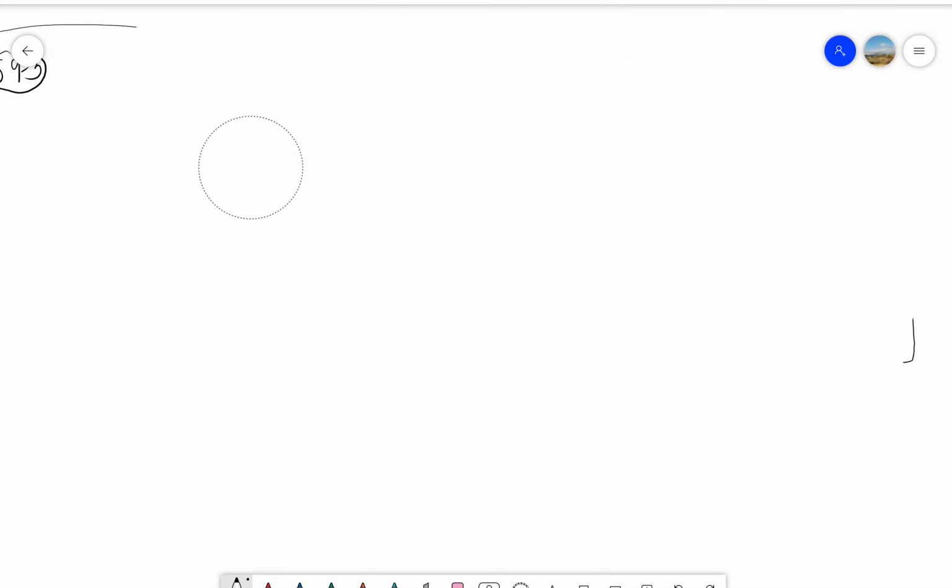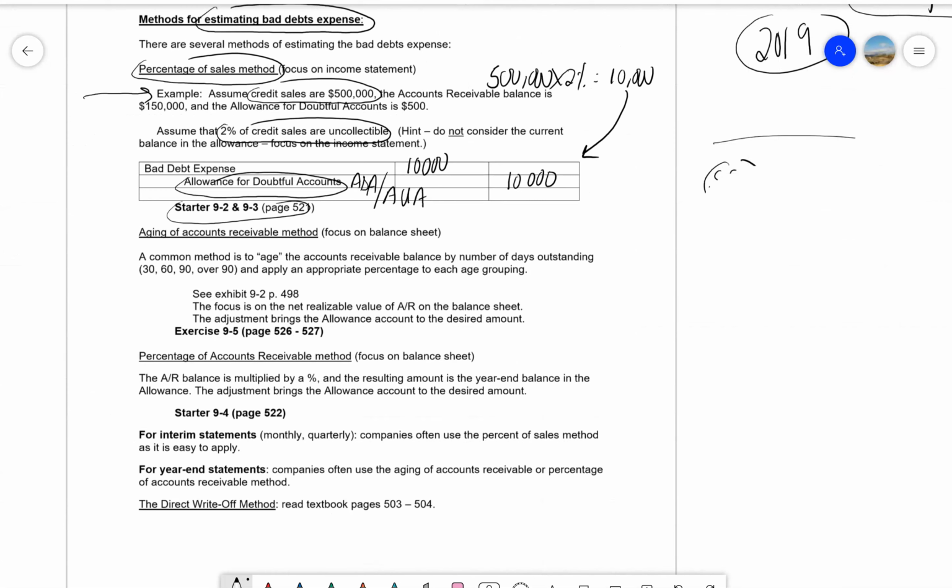So the first method that we just looked at was the percentage of sales method. Let's go back to page 2 of our handout. And let's look at the next method. The next method is called the aging of accounts receivable. And there's a good example of this on page 498. Now, this one actually looks at how many days has a specific accounts receivable been outstanding. And the premise is the longer that it's been outstanding, the less likely is we're going to collect it.